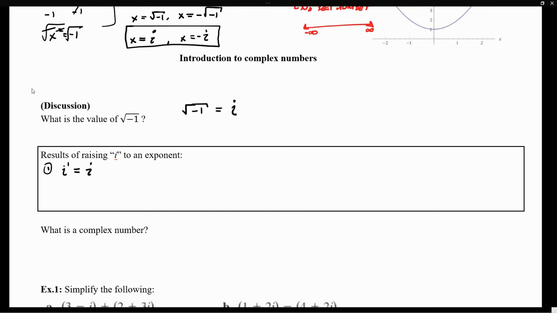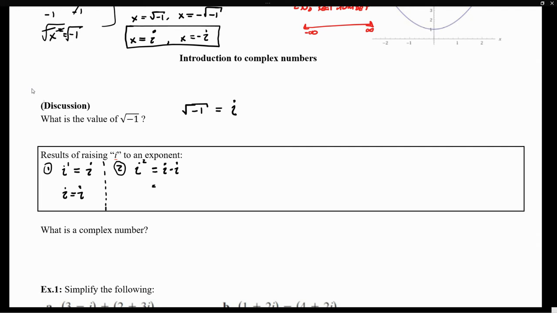Well, i to the first is just i. So we can say that i equals i, which is just trivial. Anything is equivalent to itself. But now, what exactly is i to the second exponent? Well, i to the second exponent is equivalent to i times i.